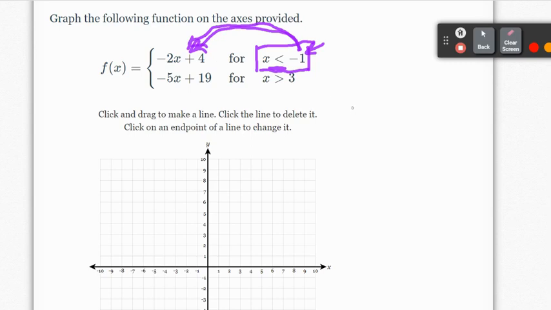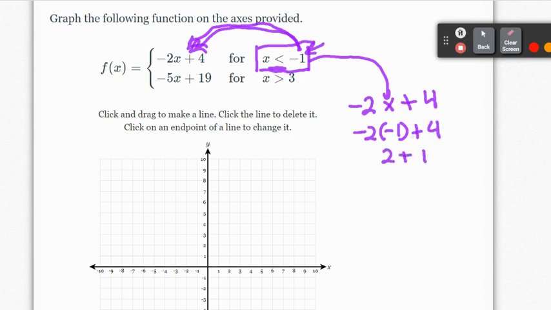So we plug in negative 1 to this function, negative 2x plus 4. You put the negative 1 in there where the x goes. So negative 2 times negative 1 plus 4, and then work it out. That gives you positive 2 plus 4, which is 6. So the first coordinate for this function, actually the rightmost coordinate, is (negative 1, 6). What I mean by that is that when I plot this point, (negative 1, 6), this is the end of a line.